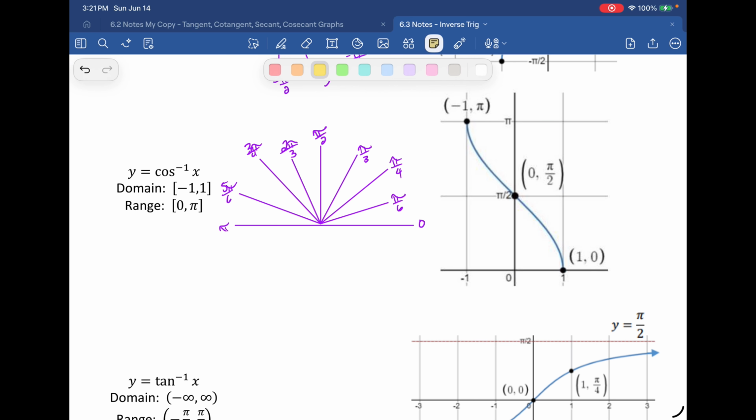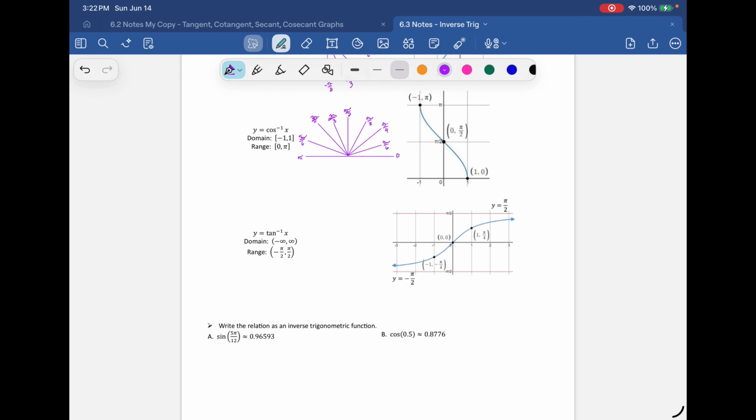So all my answers for cosine have to fall between 0 and pi. Okay, now, tangent had asymptotes. So regular tangent had vertical asymptotes. Inverse tangent has horizontals. So I'm going to get really close to these, but I'm not going to get to pi over 2. So it is going to be this exact same function.